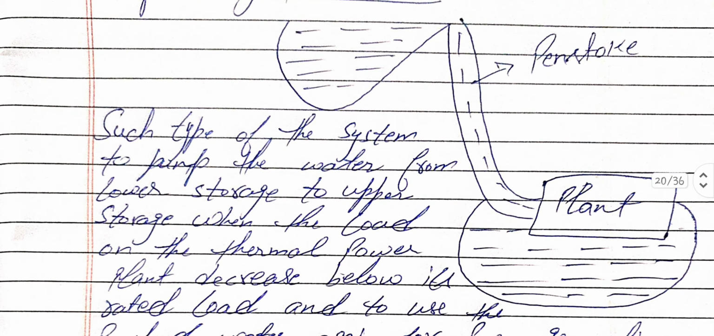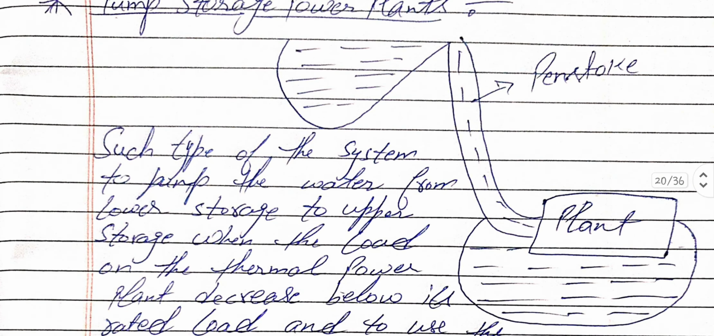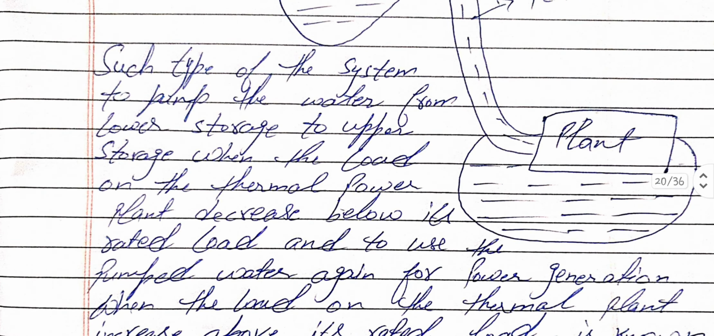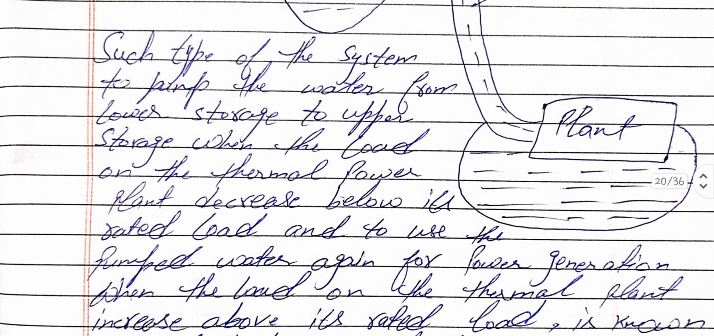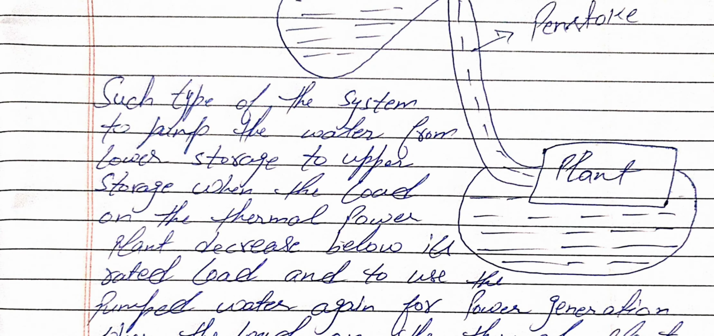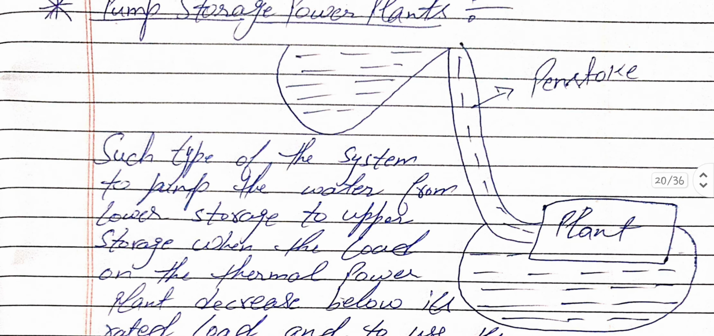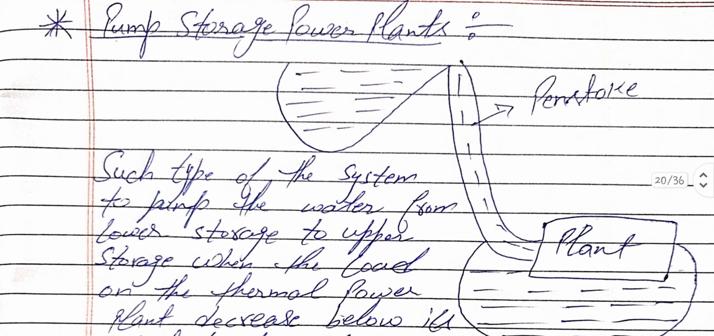So in this, basically we pump the water from the lower storage to the upper storage. In a pump storage plant, water goes through a pump back up and is stored in the reservoir. So this is the pump storage power plant.